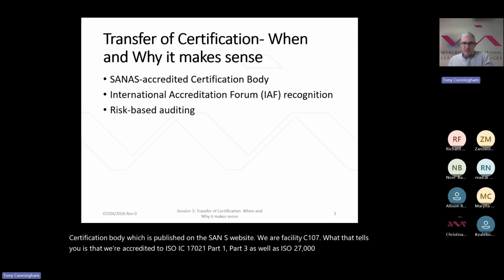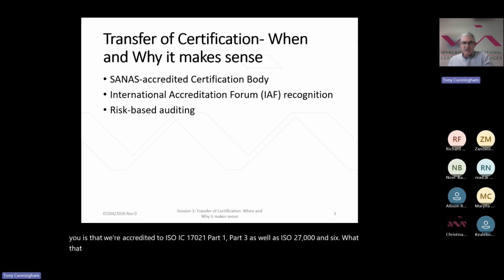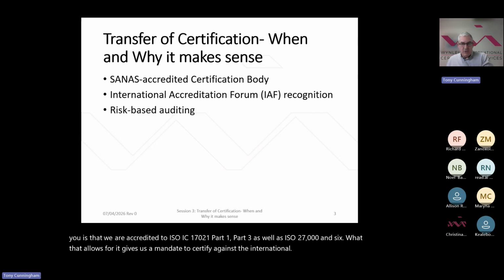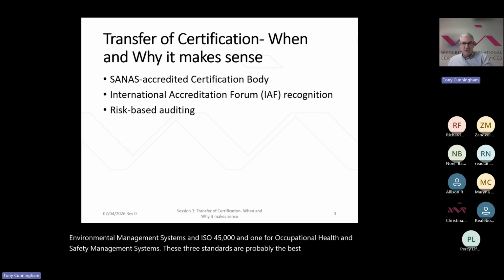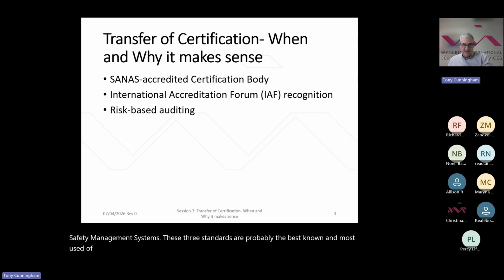What that allows for, it gives us a mandate to certify against the International Organization's standards 9001 for quality management systems, ISO 14001 certification of environmental management systems, and ISO 45001 for occupational health and safety management systems. These three standards are probably the best known and most used of all of the ISO management system standards.